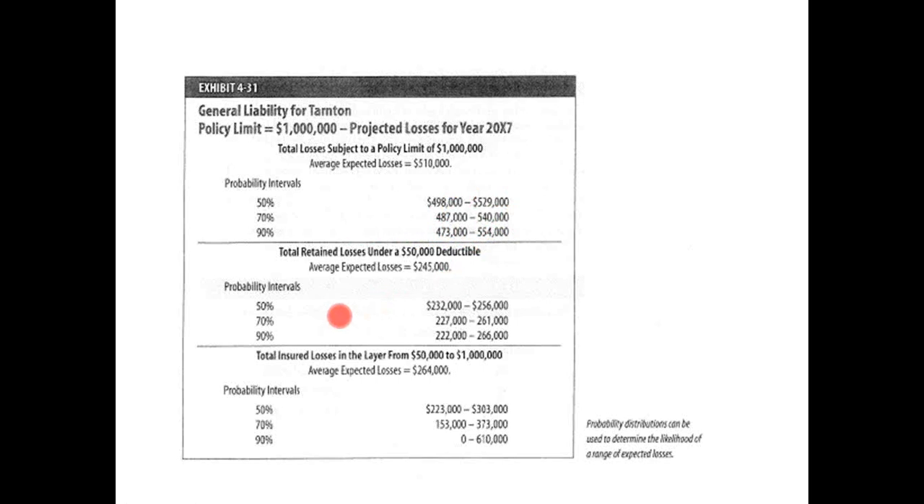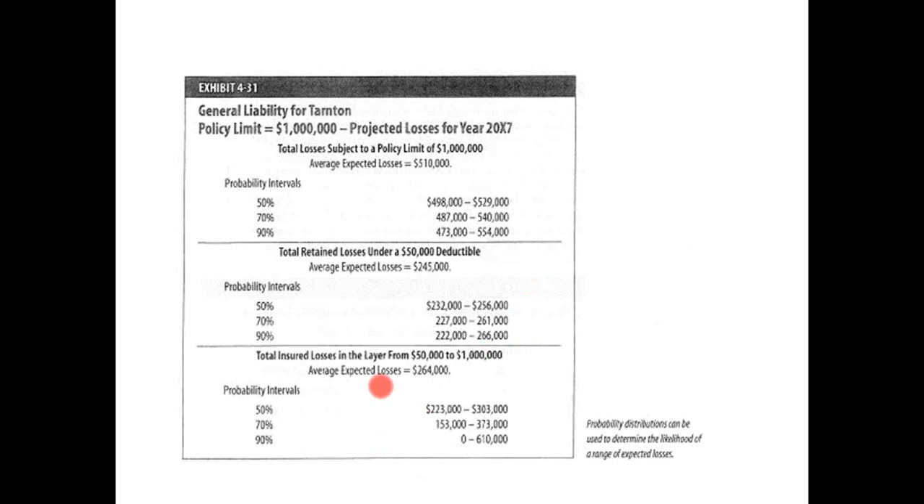Now, if we do this one showing retained losses under a $50,000 deductible, so this is the 0 to 50,000. We know at 50, our average expected is 245. That 245 sits right in between there. So the 50% range would be between the 232 and 256, then 70%, and so on.